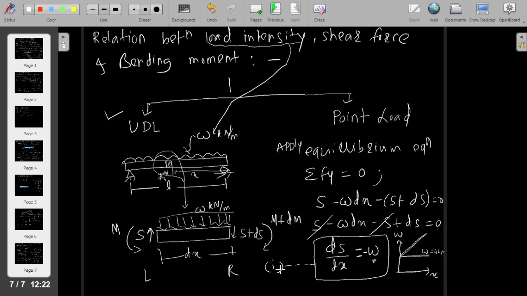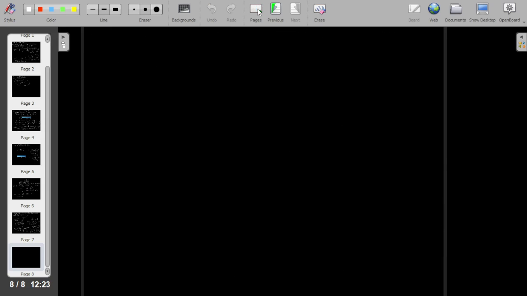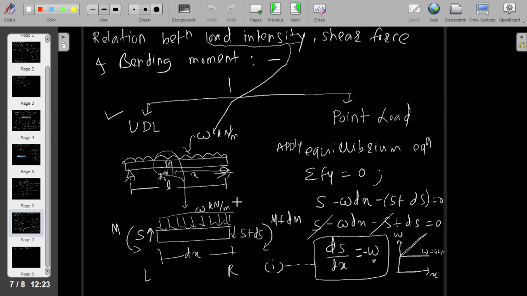In the next slide, we will see the bending moment. That was about the shear force. Now we see the bending moment, from that element which I am considering. If I take moment at any section, at point O, suppose I take this point as O. At this point, the moment will go to zero. That's why I am taking it here.